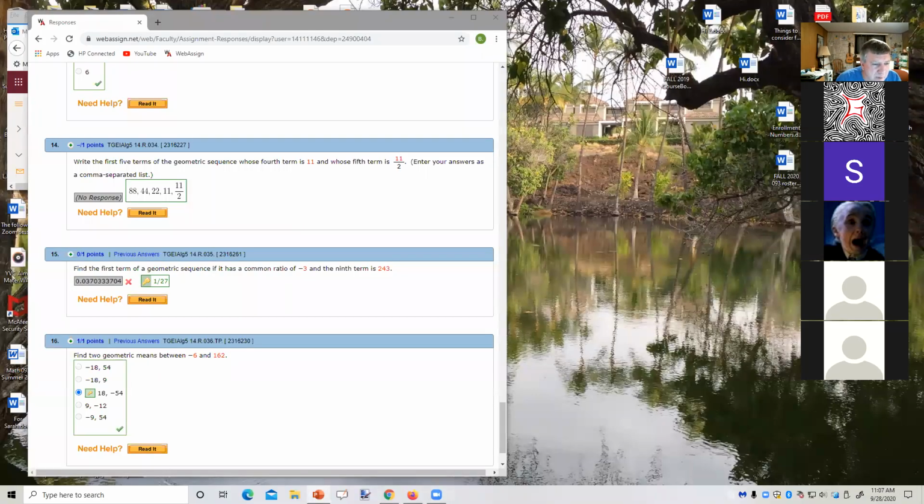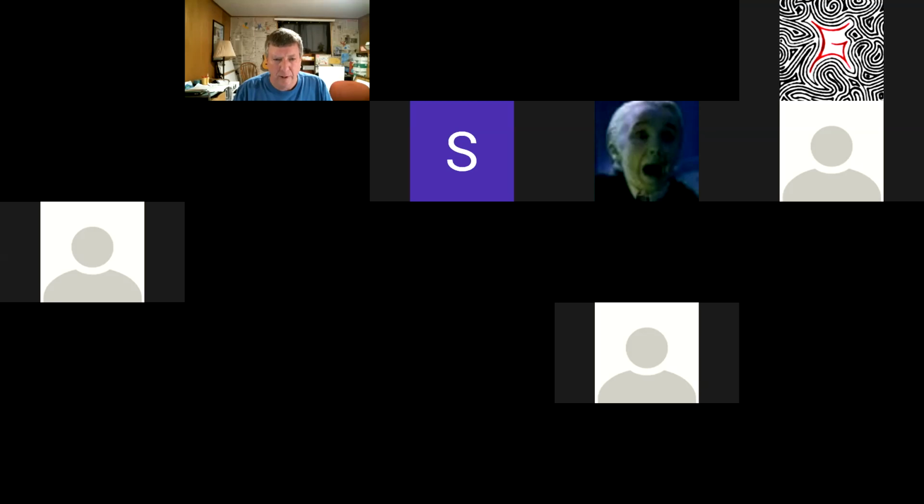Write the first five terms of the geometric sequence whose fourth term is 11 and whose fifth term is 11 halves. The first five terms. So we want A sub 1, A sub 2, A sub 3, A sub 4, A sub 5. And we know that the fourth term is 11 and the fifth term is 11 over 2. And we're talking geometric, so we're talking A sub n equals A sub 1 r to the n minus 1 power. And find the first five terms.